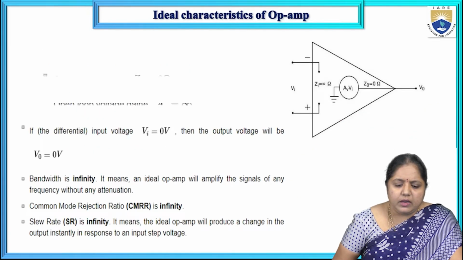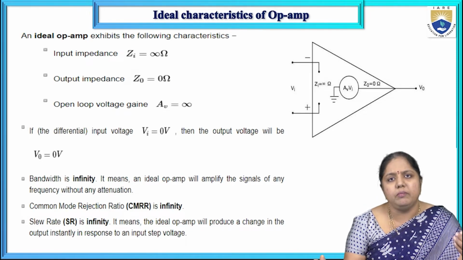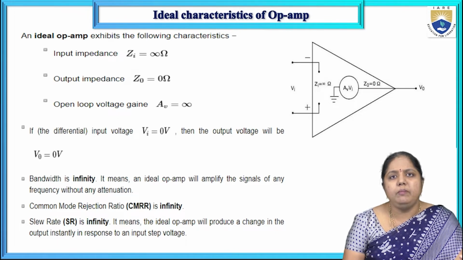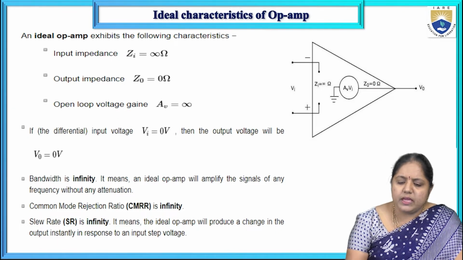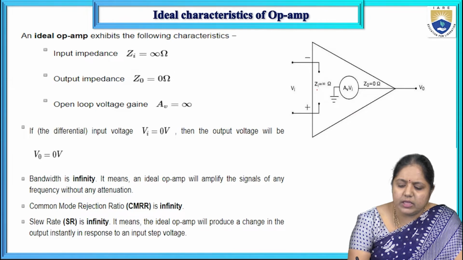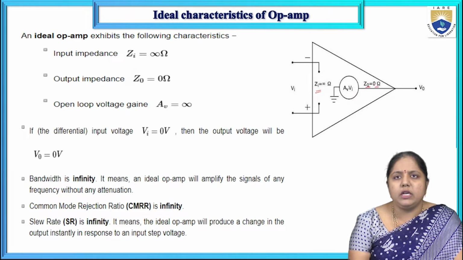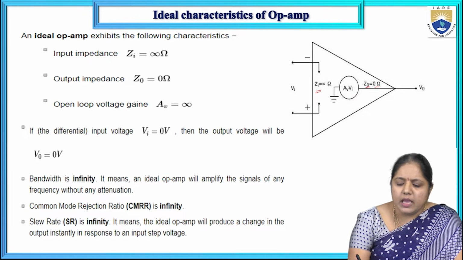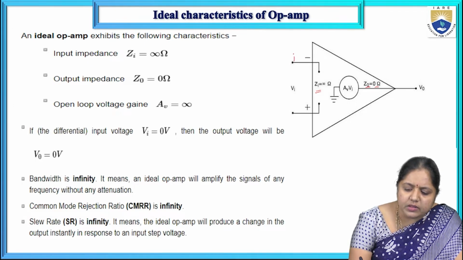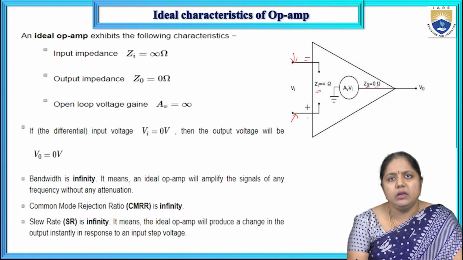First, let us review the ideal characteristics of the op-amp. If I consider the ideal characteristics, the equivalent diagram for the ideal op-amp has infinite input impedance, and the output impedance of the op-amp is equal to 0 ohms. What are these terminals? This is the inverting terminal. This is the non-inverting terminal of the op-amp.